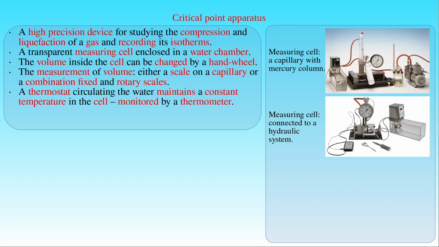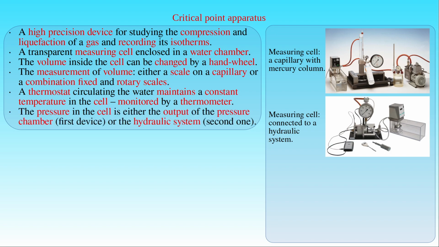In the first apparatus, the pressure chamber must be filled with the sample gas and its pressure is measured by a manometer. In the second apparatus, the pressure is the output of the hydraulic system, since the pressure gradient between the measuring cell and the chamber of oil is negligible. The determination of the critical point and the state variables of the sample in the critical point is the following.